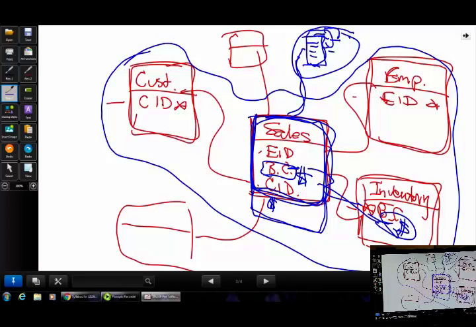Weak entities, we talked about this before. We used the building and room. They use invoice and line item. That line item can't exist without the invoice number. So if you have an invoice and you have 10 different things on that invoice, those individual line items are only meaningful when they're related to the invoice. Okay, so that's a weak entity.